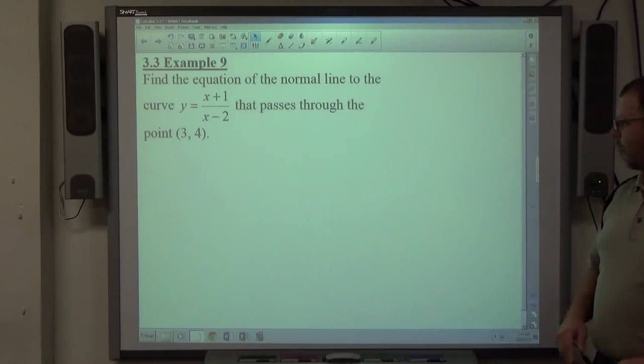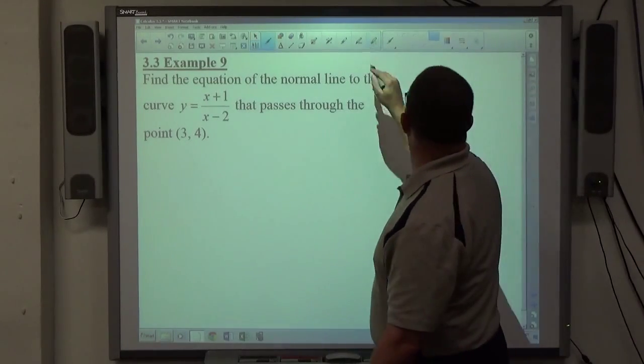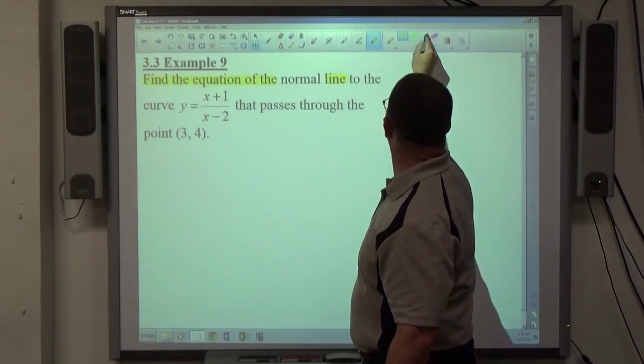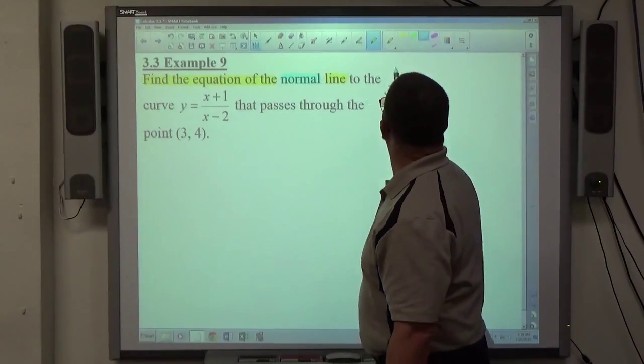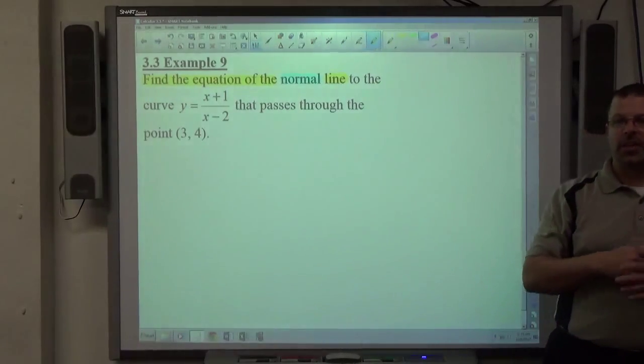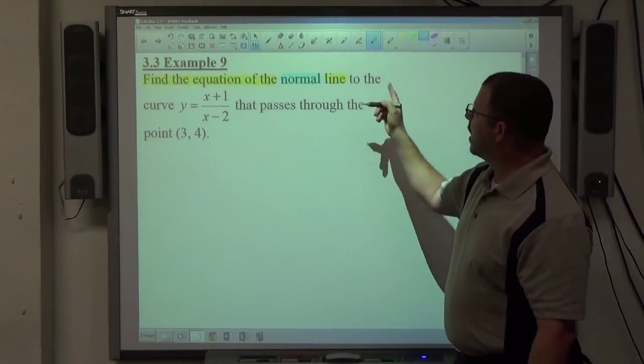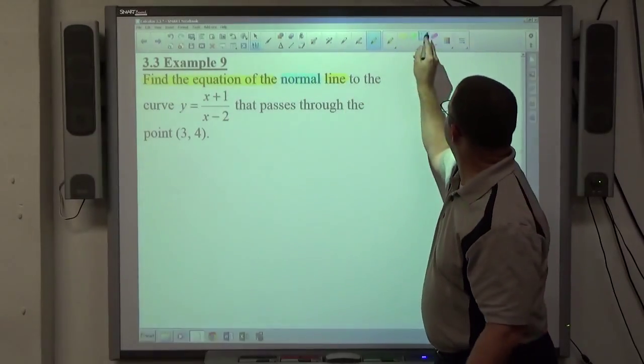Example 9 says find the equation of the normal line. So again, here it has the words find the equation of the line. It has this new word here, normal, that we haven't seen before. But find the equation of the line is again all about how do I find slope. Okay? It's going to be normal to a curve.